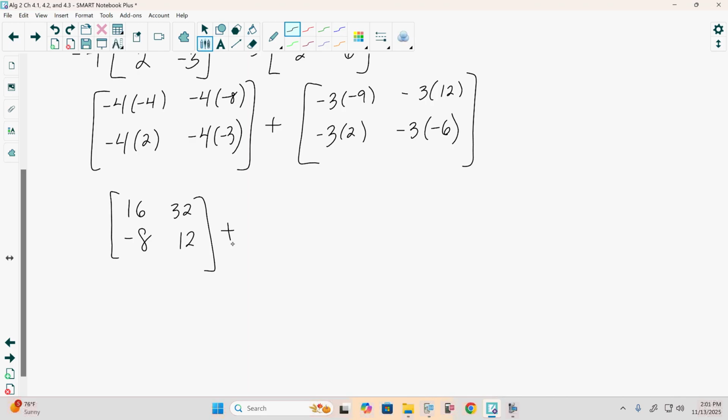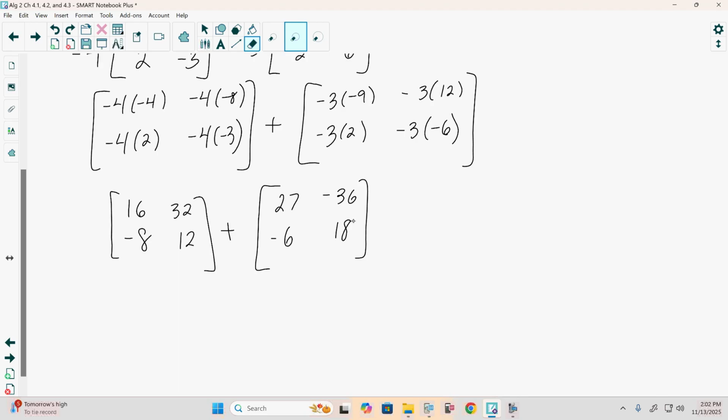So our -4 times -4 is going to be positive 16. -4 times -8 is positive 32. -4 times 2 is -8. -4 times -3 is 12. -3 times -9 is going to be positive, not 18. That's 27. -3 times 12 is -36. -3 times positive 2 is -6. And -3 times positive 6 is positive 18.